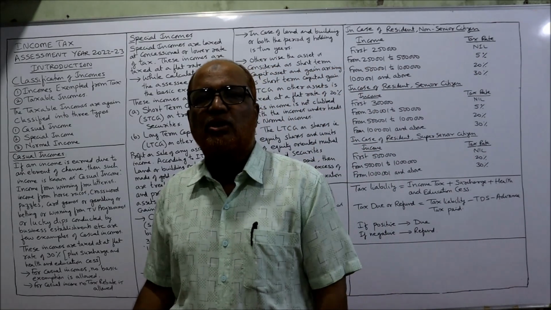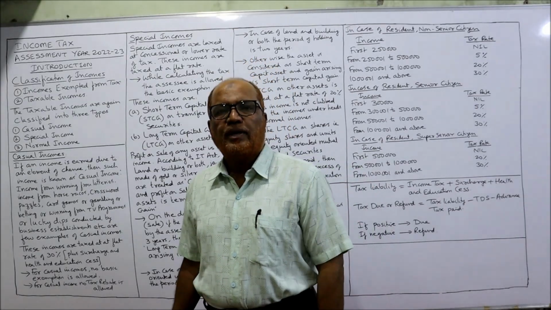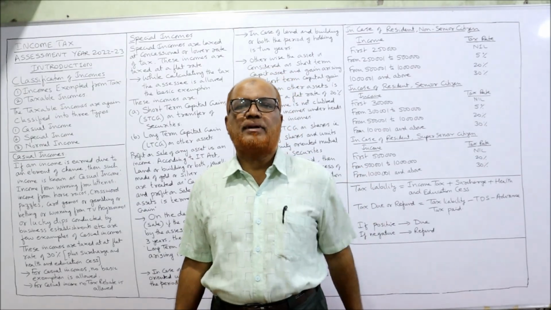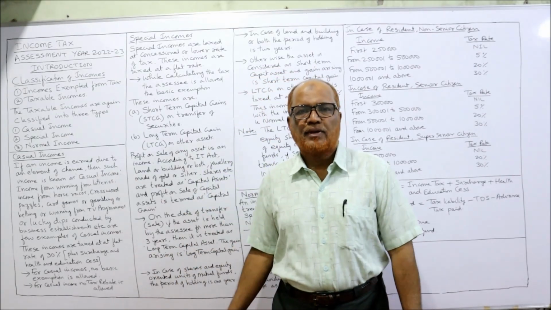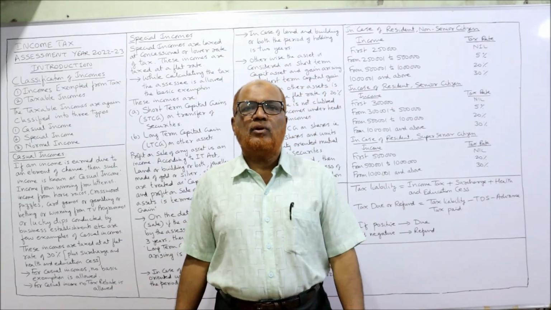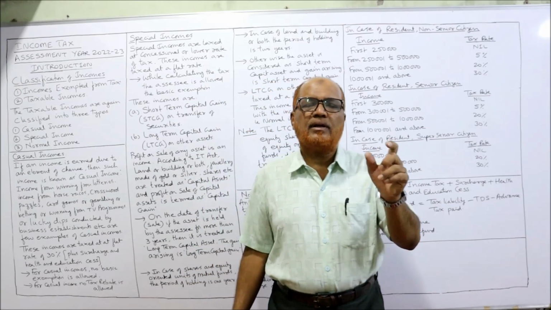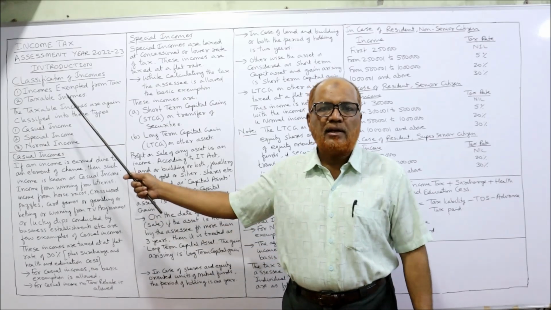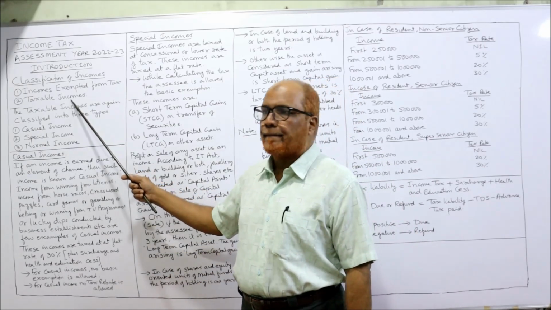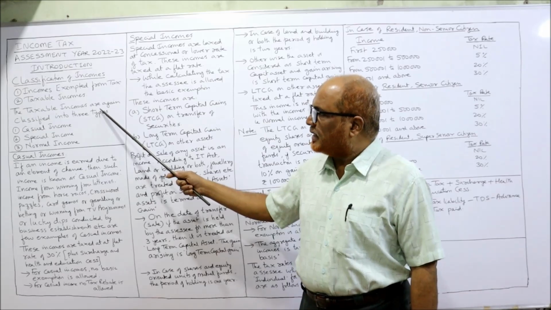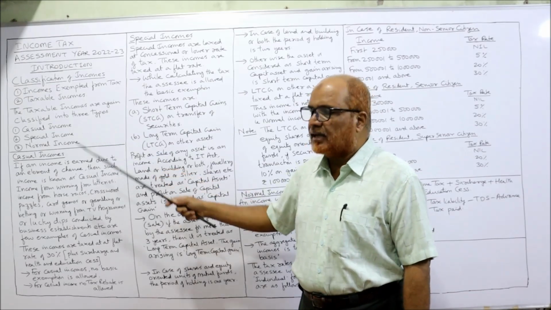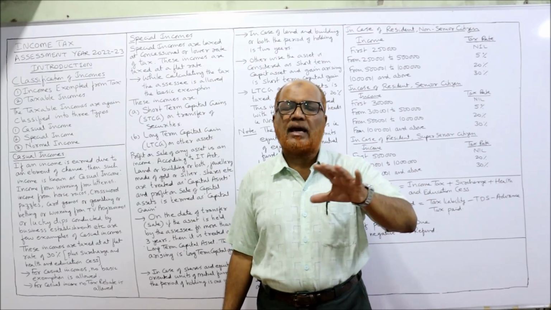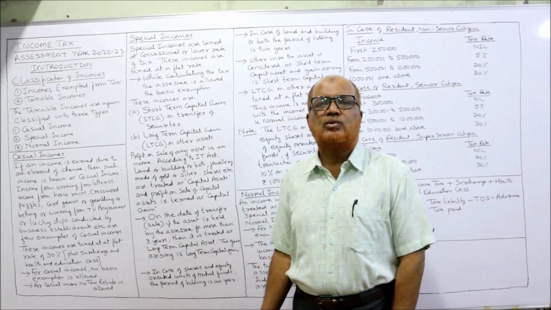Now, classification of incomes. Incomes are classified into two types: incomes exempted from tax and taxable income. In a coming video, I'll explain which incomes are completely exempted from tax. Now, we concentrate only on taxable incomes. The taxable incomes can be conveniently classified into three categories.